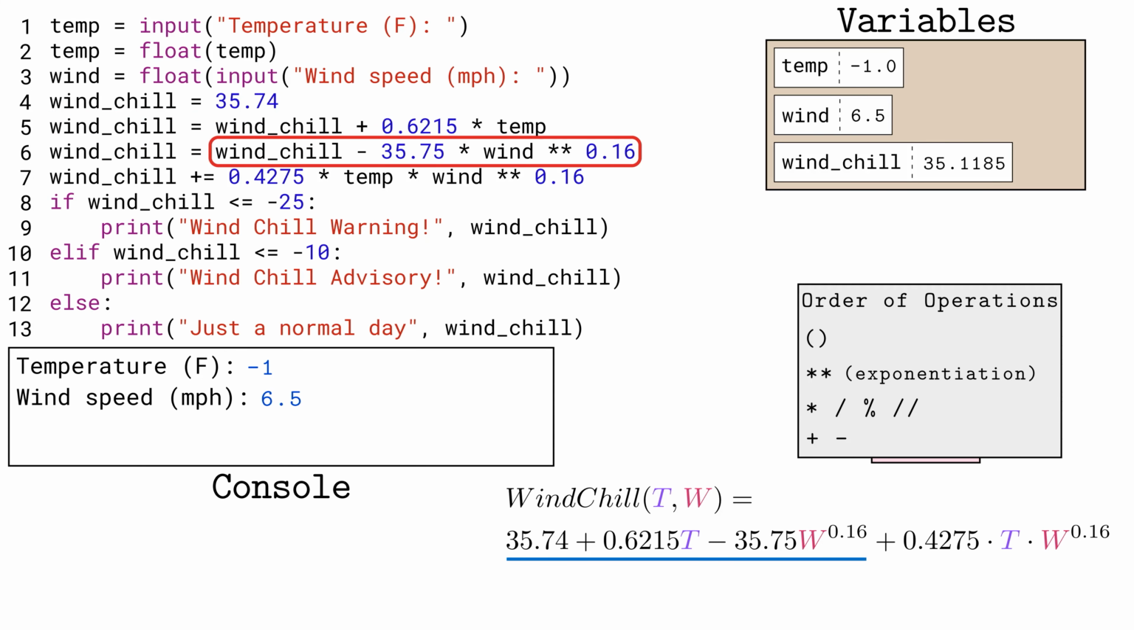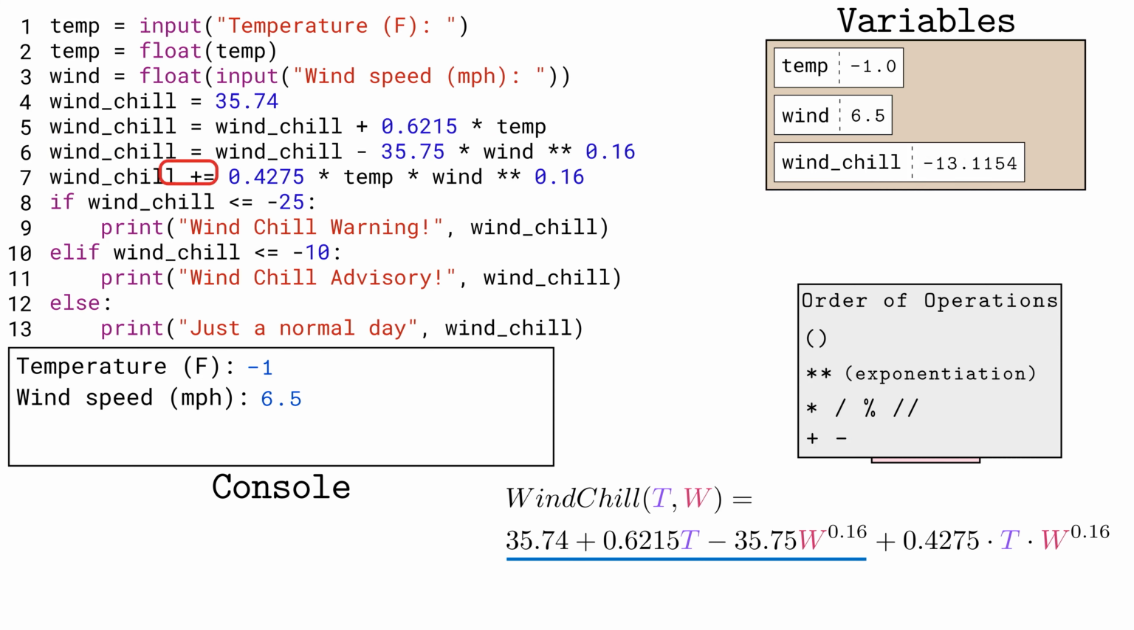Order of operations are important on line 6 as well. The double star operator means exponentiation. That is, it raises the value in the wind variable to the power of 0.16. After the exponent is calculated, the result is multiplied by 35.75. Then, that result is subtracted from a copy of the wind chill variable before being saved back into the wind chill variable.